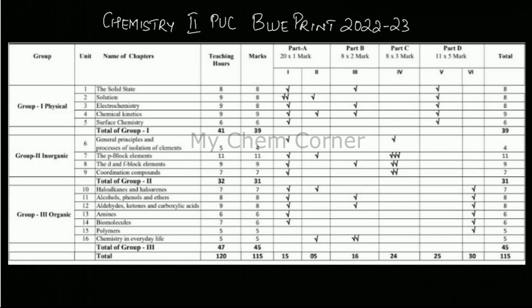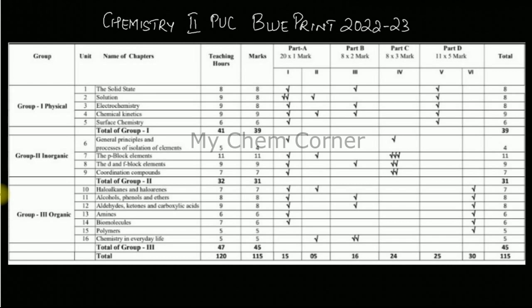So this year, we know that there is a change in the blueprint pattern for various reasons. Initially the question paper in part A did not contain any multiple choice or fill in the blanks. It had only single word answers or single sentence answers.